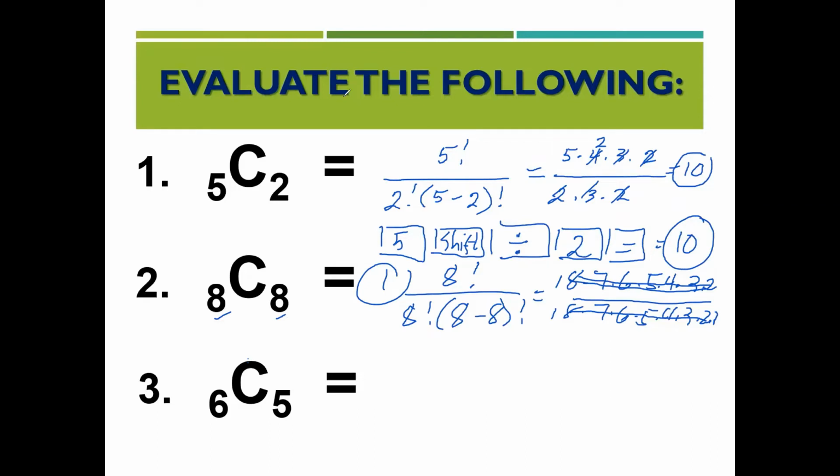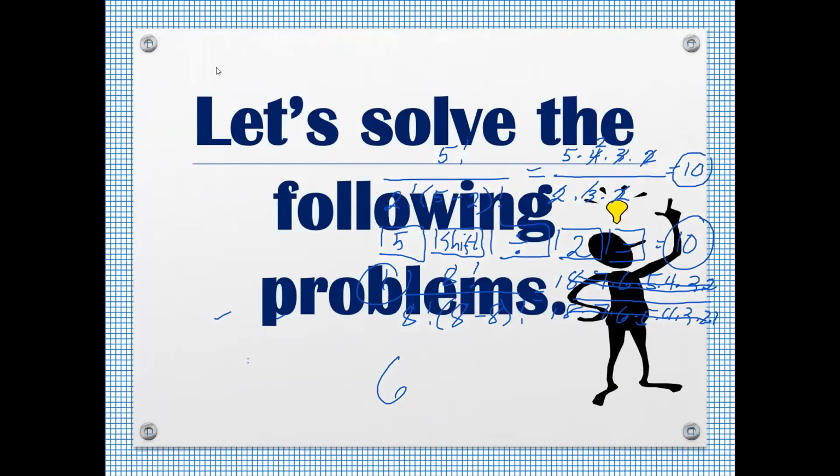Violet, what is your answer? Come again? 6. Okay, do you agree with Valerie? Yes, so 6 is the correct answer. So that's it. You know already how to evaluate combination. That's how you will evaluate combination. Now let's proceed to problem solving.